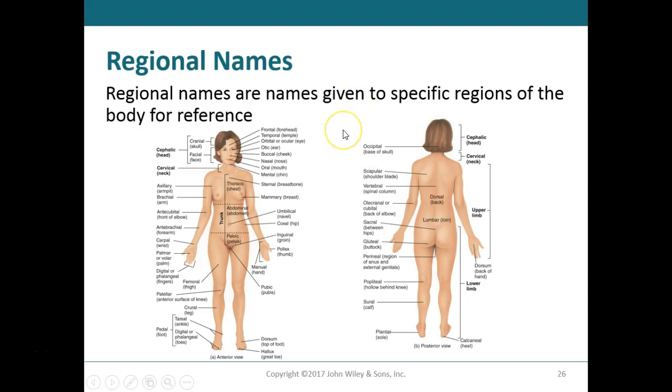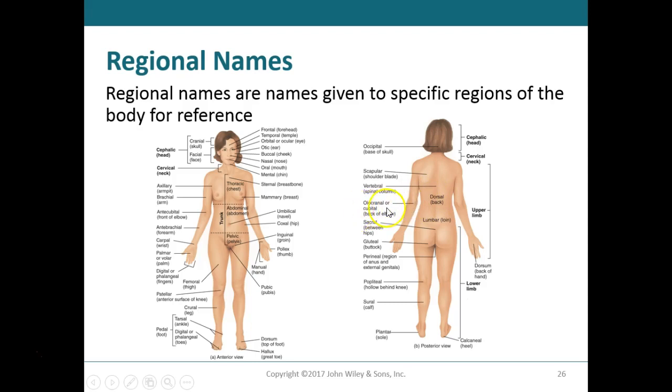All right, so a quick look at the posterior surface. This was the anterior surface with the model facing us. Posterior refers to the back. So we still have cephalic, the head, and cervical, the neck. The occipital region is the base of the skull. Scapular is the shoulder blade. Vertebral refers to the spinal column. Dorsal always refers to the back.